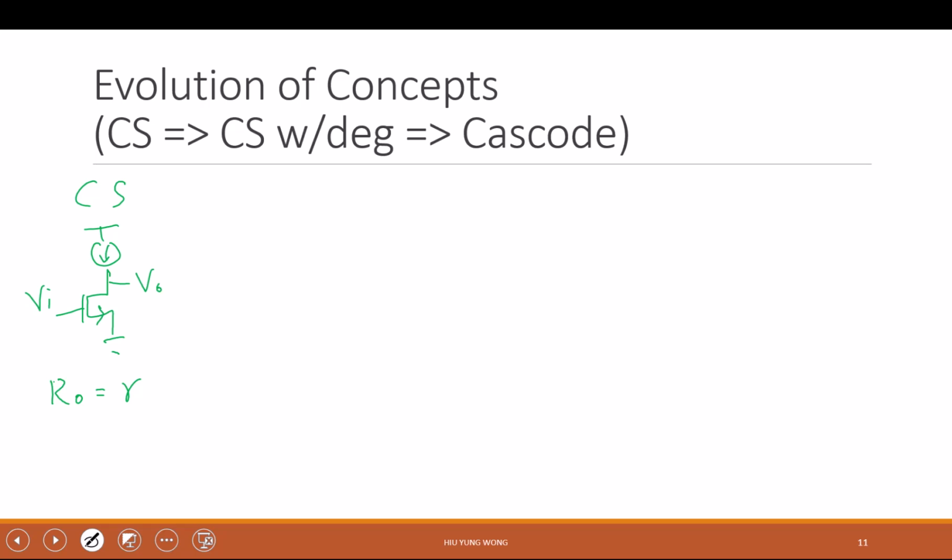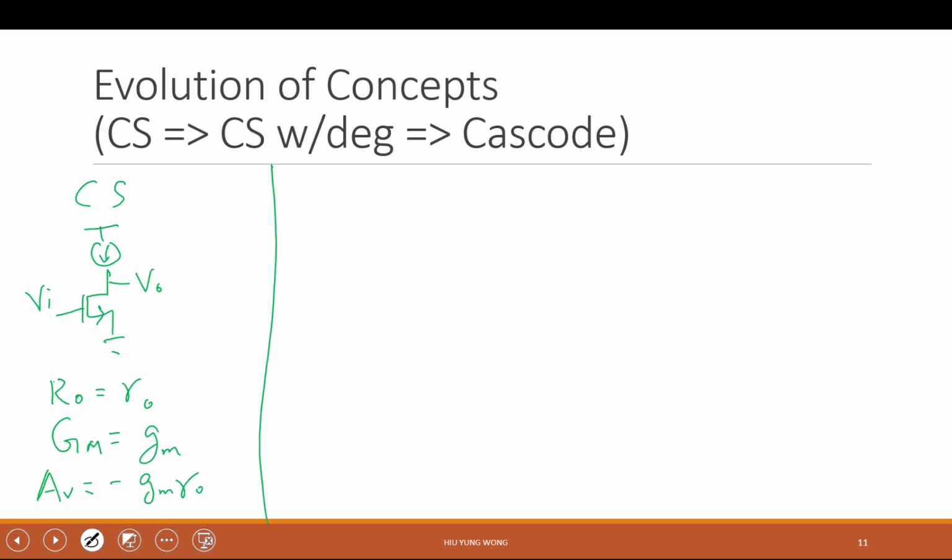What is the output impedance of a common source when you look into the transistor drain? R0, right? And then what is the GM of this circuit? Just small gm, right? And then the gain is going to be negative gm R0, right? That's what we learned at the beginning.